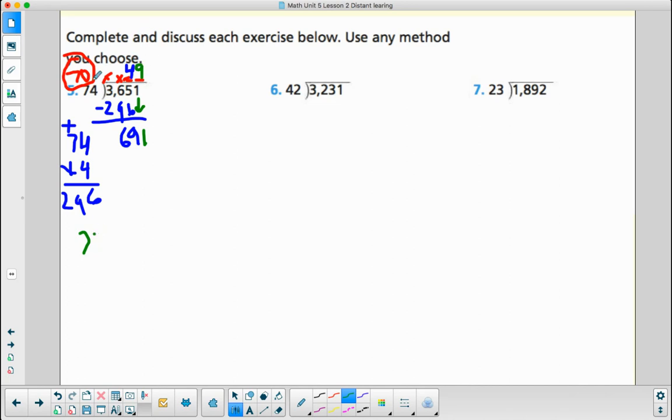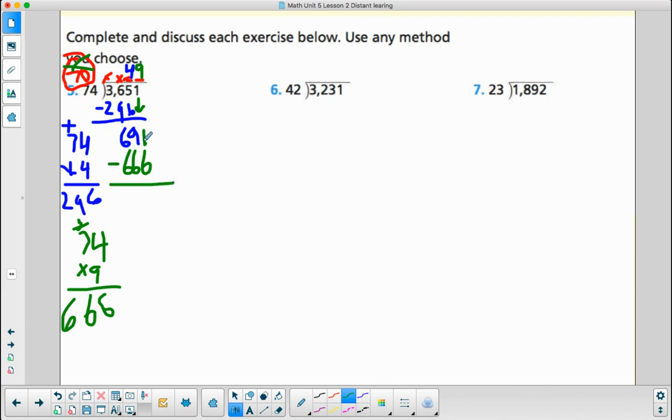Now I'm going to take 9 multiplied by 74, not multiplied by my estimate, but by my actual quotient, because I'm actually taking out 9 74s. I'm not taking out 9 70s. So 9 multiplied by 4 is 36. 9 multiplied by 7 is 63. Plus 3 is 66. Definitely 666 is less than 691.